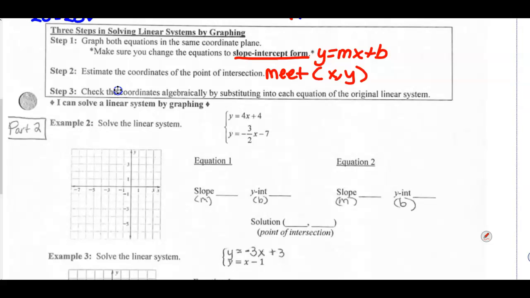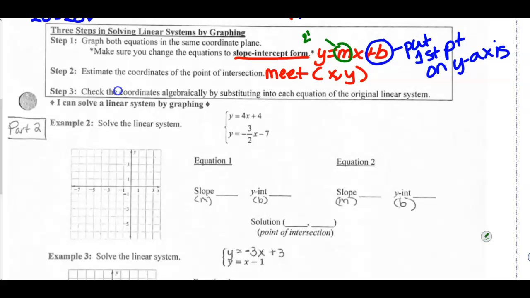So just going back, again, we talked about when you graph in slope-intercept form. Right here, you put your first point on the y-axis. And then we use our slope. So this is our second thing. We count rise over run. If your slope is not a fraction, if it's a whole number, you need to put it over 1 because, again, we're going to be counting rise over run.